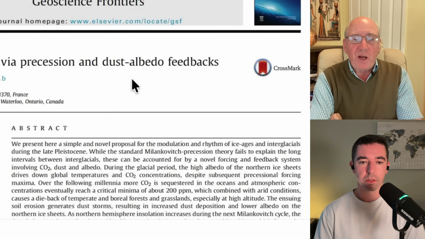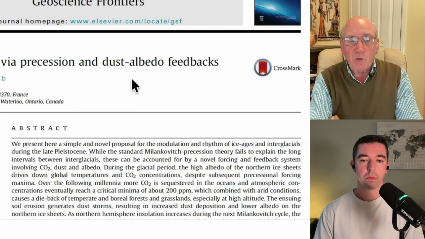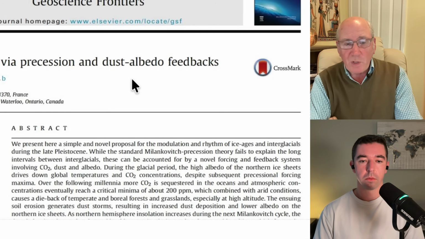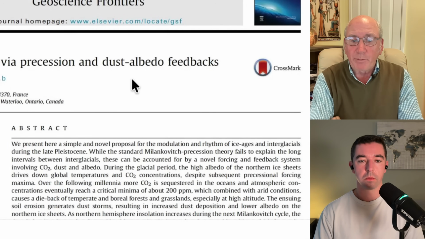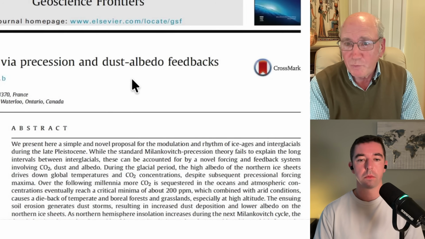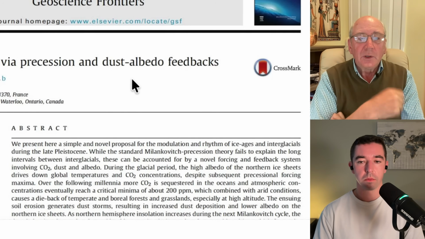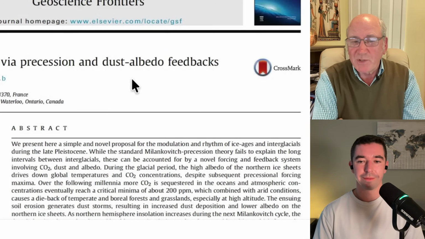It says, we present here a simple and novel proposal for the modulation and rhythm of ice ages and interglacials during the late Pleistocene. While the standard Milankovitch precession theory fails to explain the long intervals between interglacials, we'll see why that is in a minute, these can be accounted for by a novel forcing and feedback system involving CO2, dust, and albedo, but involving CO2 in the reverse sense, which is why this is a controversial paper. I'm saying low CO2 causes warming, just to upset them.